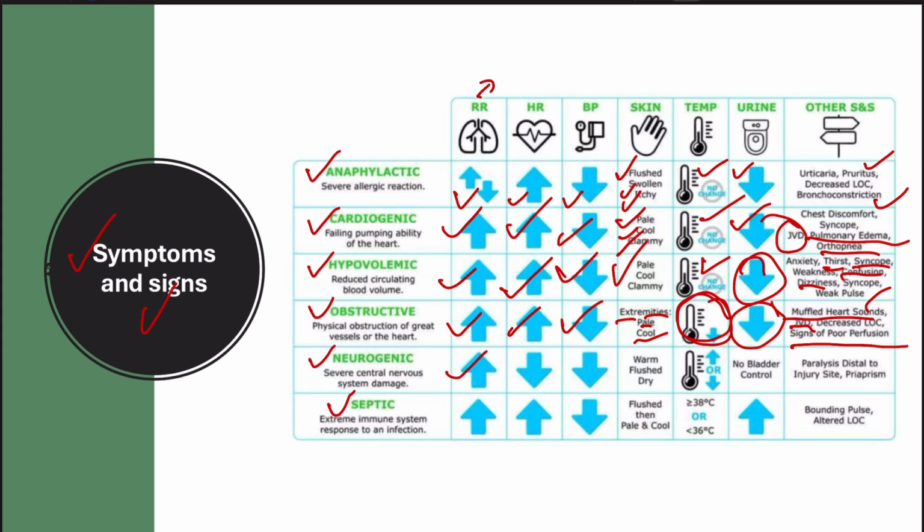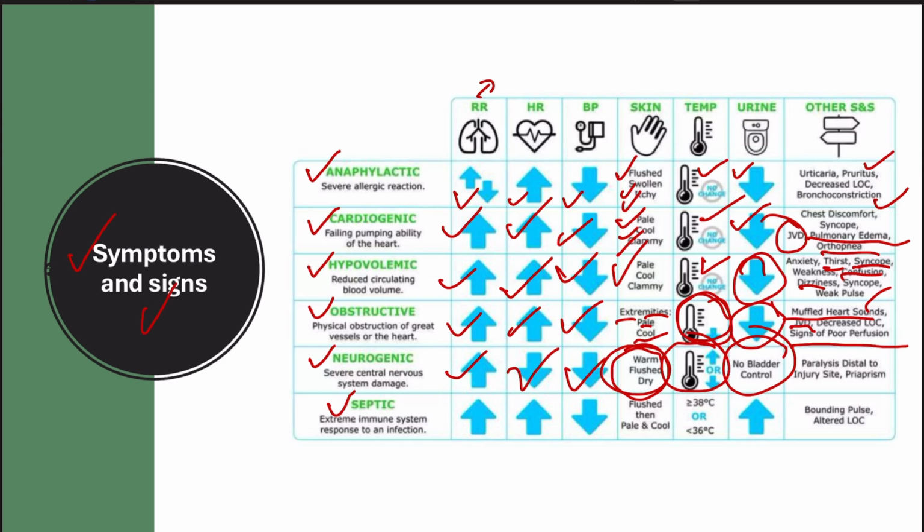Here there will be an increase in the respiratory rate, the heart rate will fall, and BP will also fall. That is, hypotension occurs because of the vasodilation, but there is no reflex tachycardia because of the injury to the spinal cord. So here we will get warm, flushed, dry skin, and the temperature can either increase or decrease. And coming to the urine output, there will be no bladder control because the spinal cord is injured.